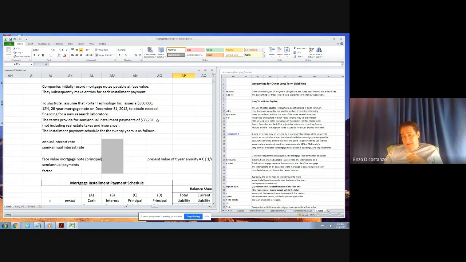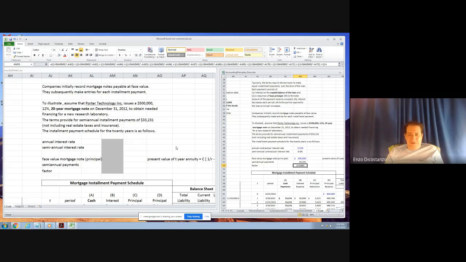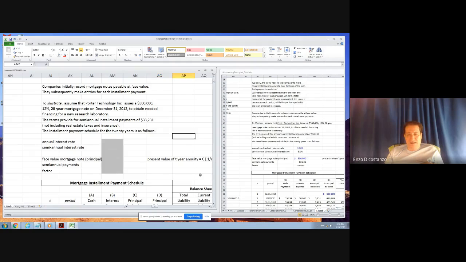Now, in the problem they said the installments are $33,231. That includes some principal and some interest. It's not like the bond where it's all interest payments and the principal is at the end. Also, something to keep in mind, we want you to be able to figure out the factor here. And there's a formula here that's not really in the accounting book.